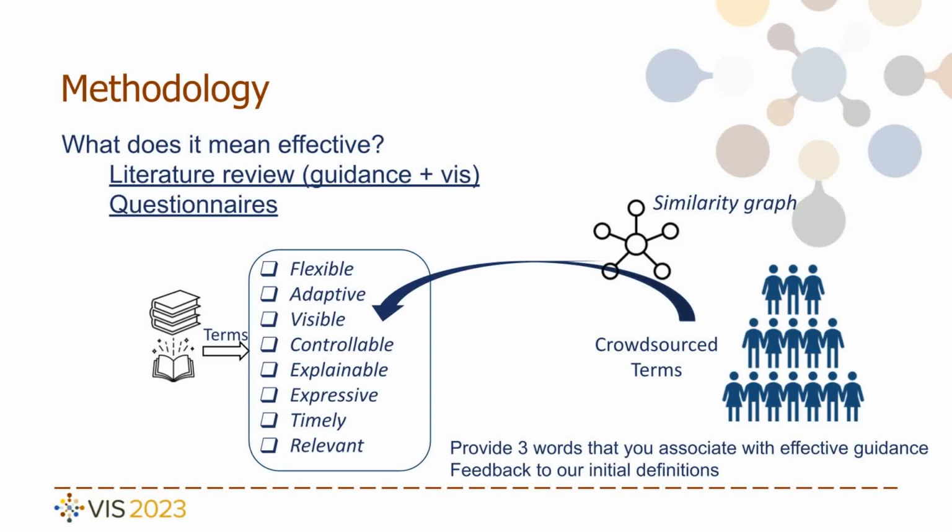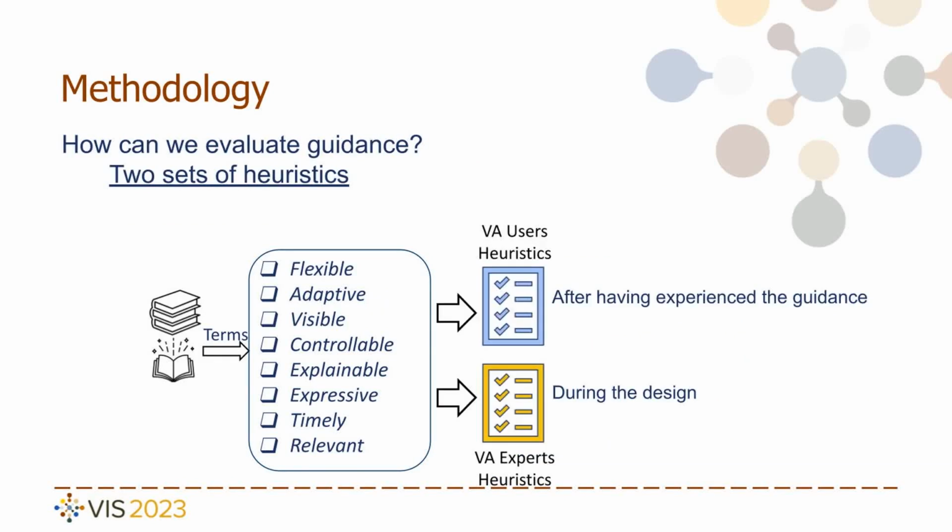Thanks to these terms, we created a similarity graph and merged them with our previously created list of criteria. Afterwards, we showed them our list of criteria and their definitions and asked for feedback to assess if they could properly understand them and agreed with them. In the following phase, we created 2 sets of heuristics. As already mentioned, we realized that some characteristics could be better judged after having experienced the guidance, while others could be already judged during the design phase.